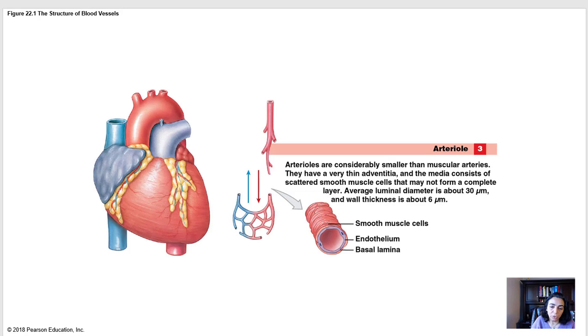To see the structure, here you see that one. These are just right before the capillary bed, located right around the capillary bed. As you see here, you have the intima, endothelium, and basal lamina. You have some smooth muscle cells that here have been shown as a complete layer, but in reality it is not that complete all around all the time. And you see the adventitia is so thin that it cannot be seen here. So these are the arterioles.